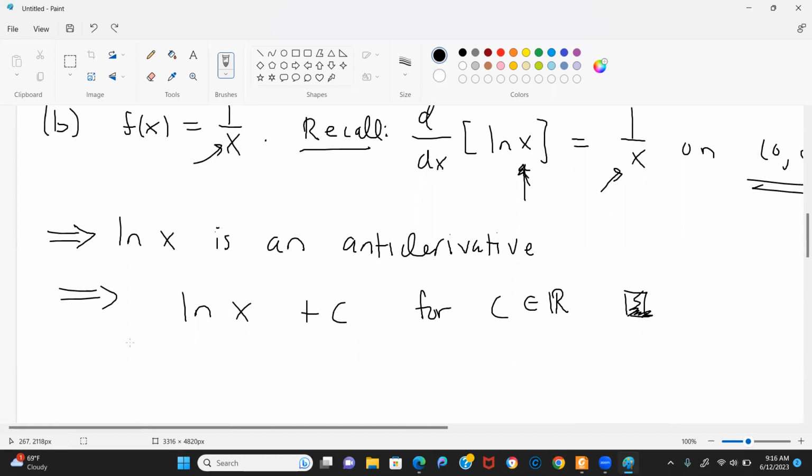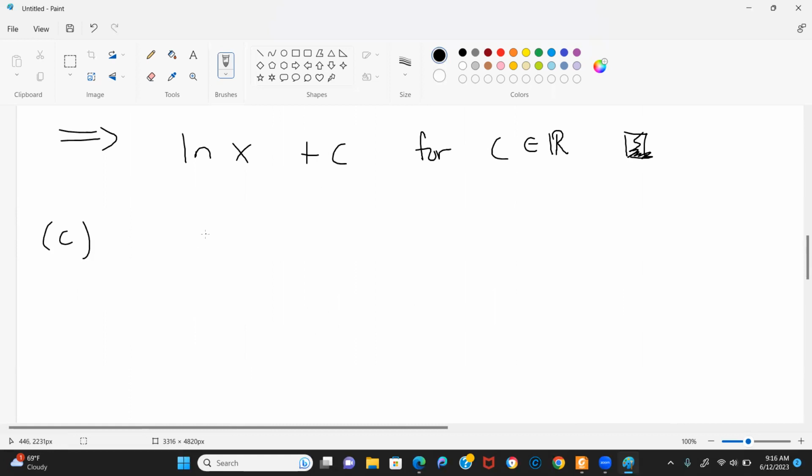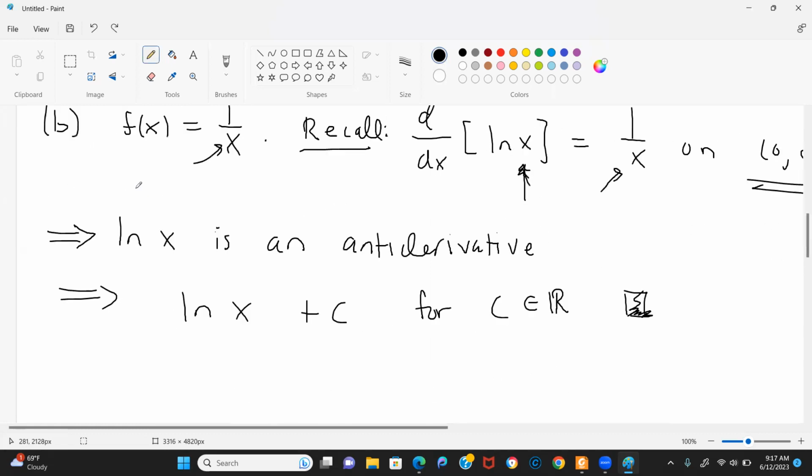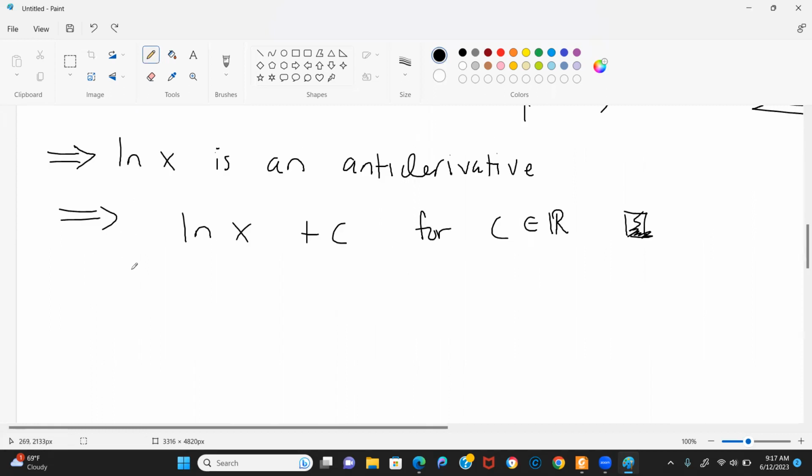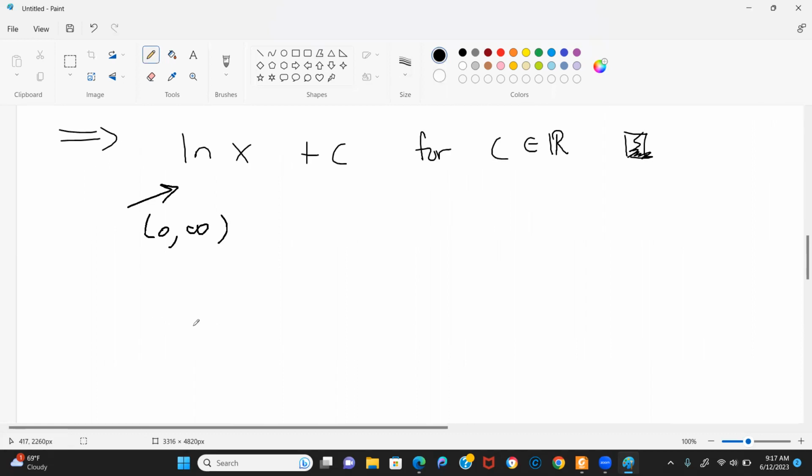All right, so what about the last one? So this is part C. We have f of x is equal to x to the n. All right, so actually this is not completely done. I'm sorry. There is a more general result, actually we can get a better result than this. All right, there's a better result. This only works for 0 to infinity. So here's a better result actually.